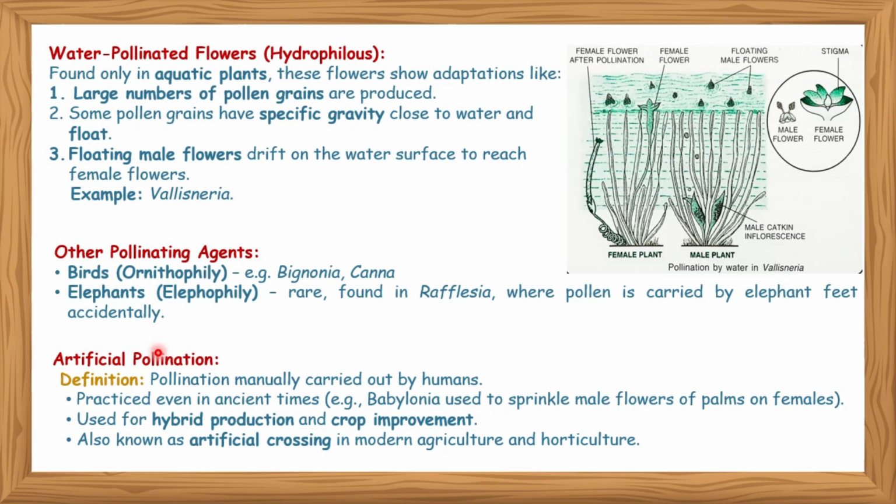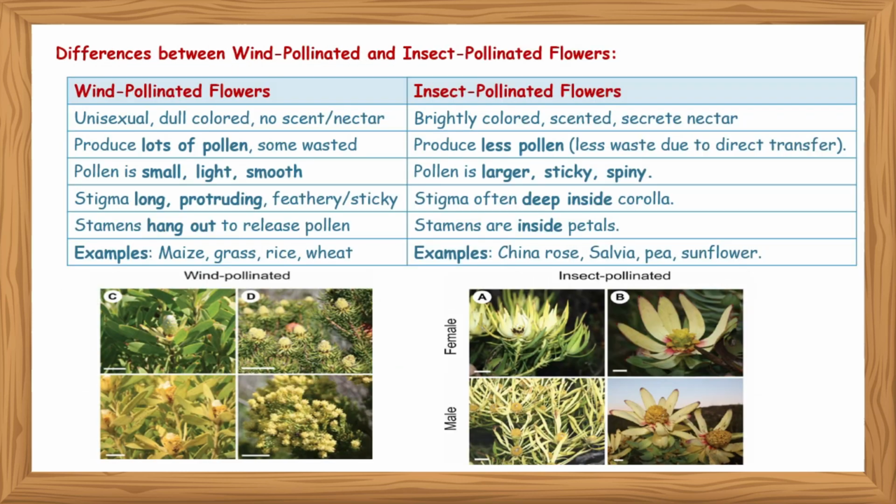Now let's study artificial pollination, where pollination is manually carried out by humans. It was practiced even in ancient times. Babylonians used to sprinkle male flowers of palms on females. It is used for hybrid production and crop improvement, also known as artificial crossing in modern agriculture and horticulture. This is the image showing differences between wind pollinated flowers or anemophily and insect pollinated flowers or entomophily.